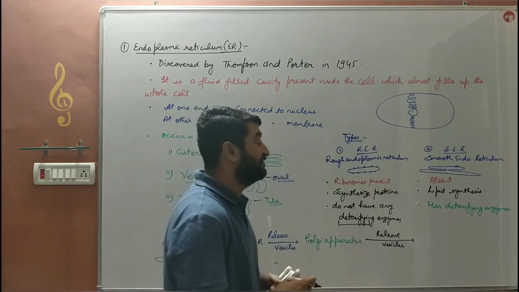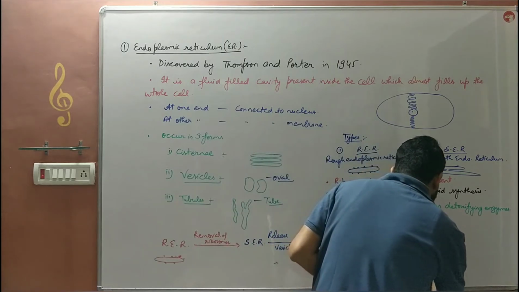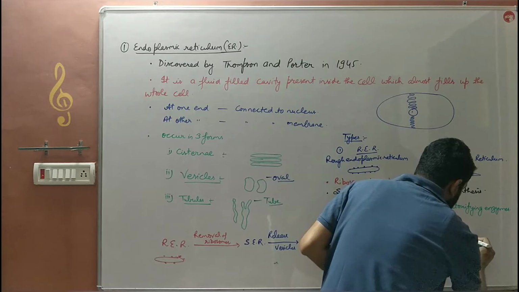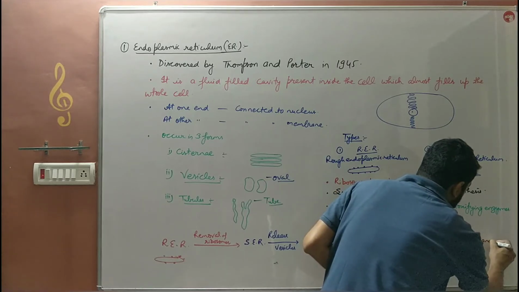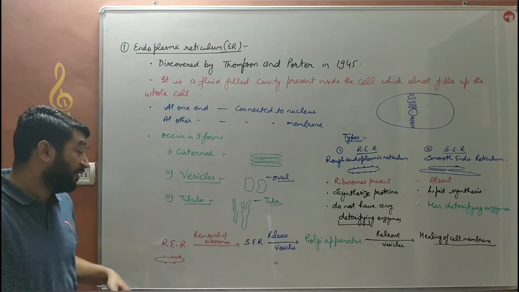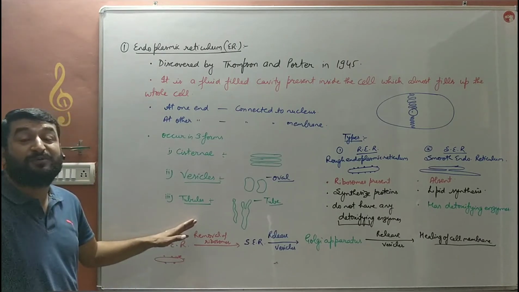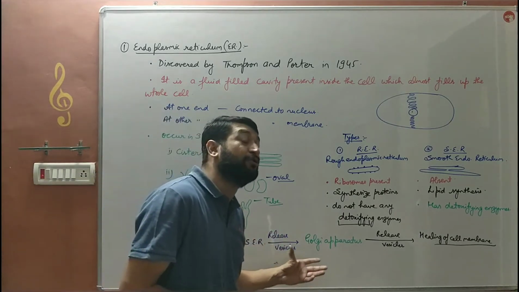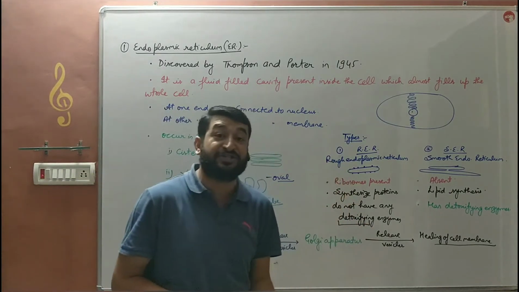And those vesicles will form or heal the cell membrane. If the cell membrane somehow gets ruptured, that healing is done by the Golgi apparatus. How? The RER removes ribosomes and forms SER. SER releases vesicles. Those vesicles will form the Golgi apparatus.